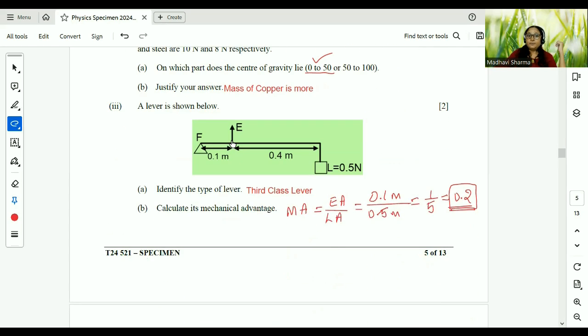A lever is shown below. Identify the type of lever, class 3 lever or third class lever, whatever your teacher has taught you. Mechanical advantage is effort arm upon load arm. Fulcrum to effort is effort arm, and fulcrum to load is the load arm. So it's 0.5 meters. Answer is 0.2 MA.